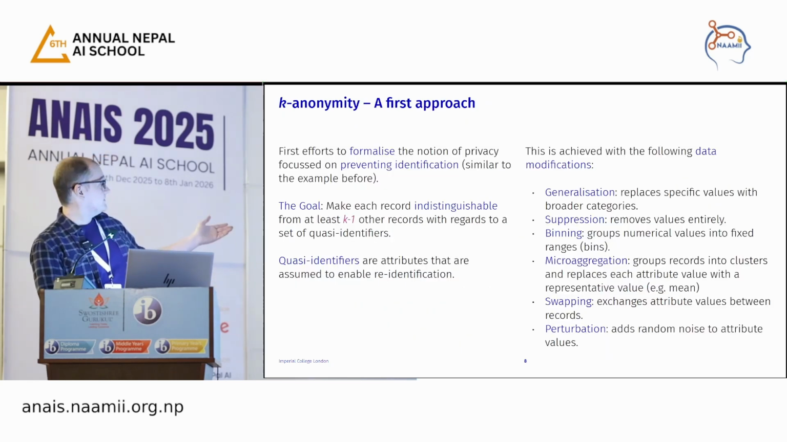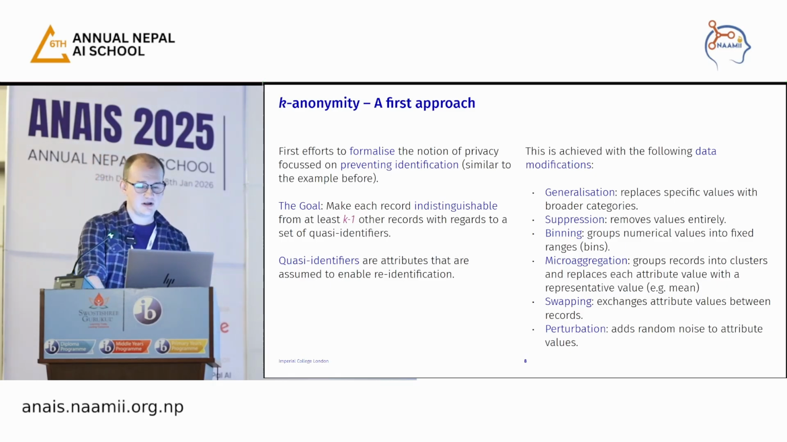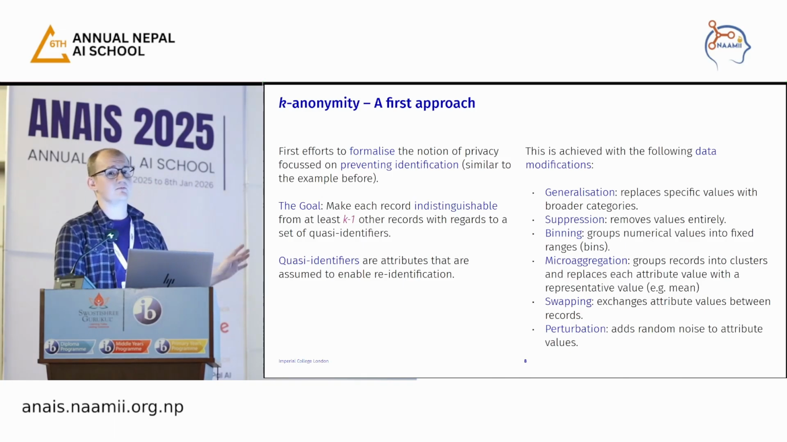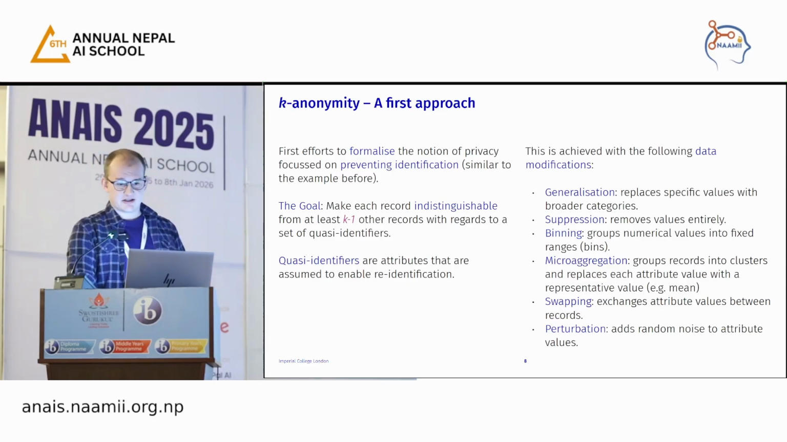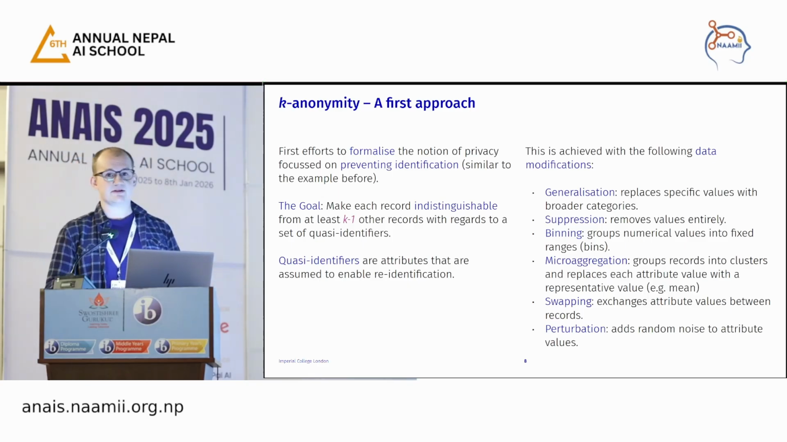This led to the notion of k-anonymity, which is a first approach to combat this kind of re-identification, proposed in 2006. The notion focused on preventing identification, similar to the example that we did before, mostly on structured data sets, in fact. The goal is to make each record indistinguishable from at least k-1 other records with regard to a set of quasi-identifiers.